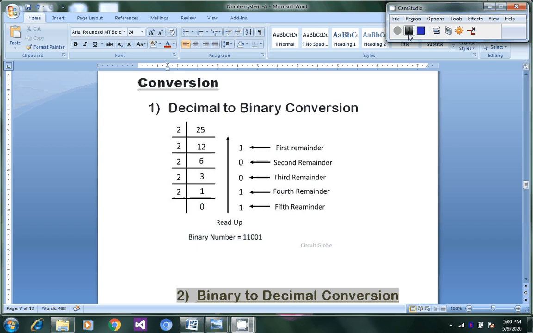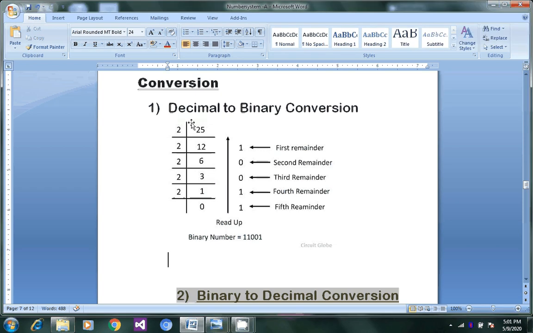So always remember, the remainders obtained at each step are written in reverse order, that is from bottom to top. The number obtained is the binary conversion of the given decimal number. All of you see this 25 divided by 2, and on dividing all these quotients by 2, you get all these remainders, giving 11001. So this is about decimal to binary conversion.